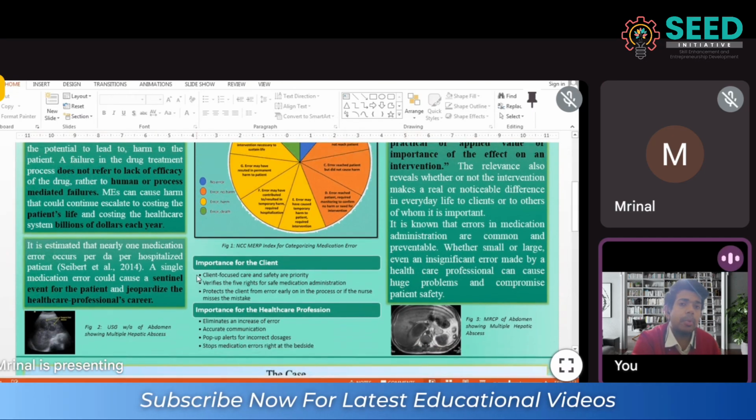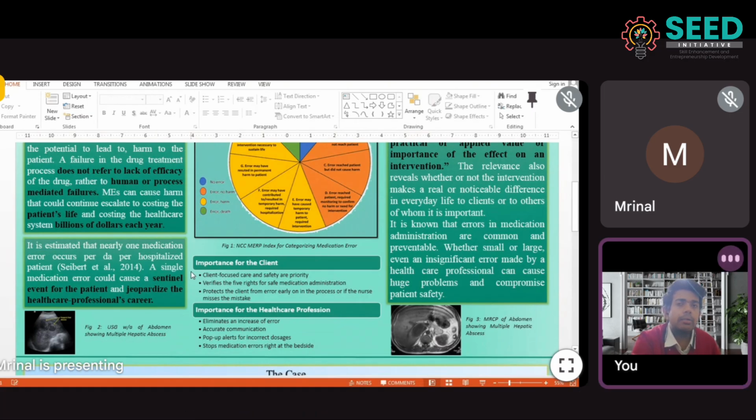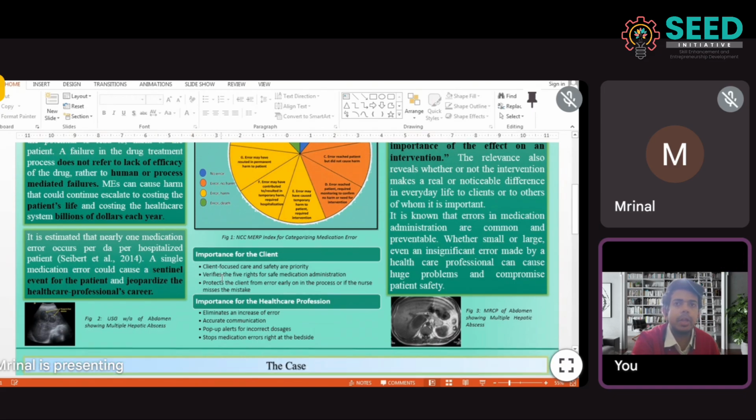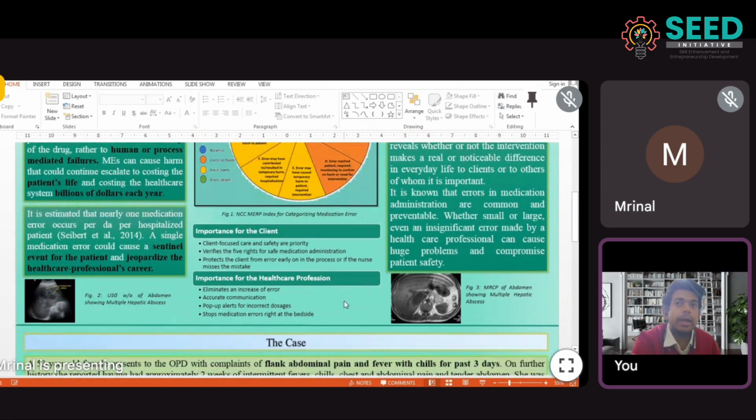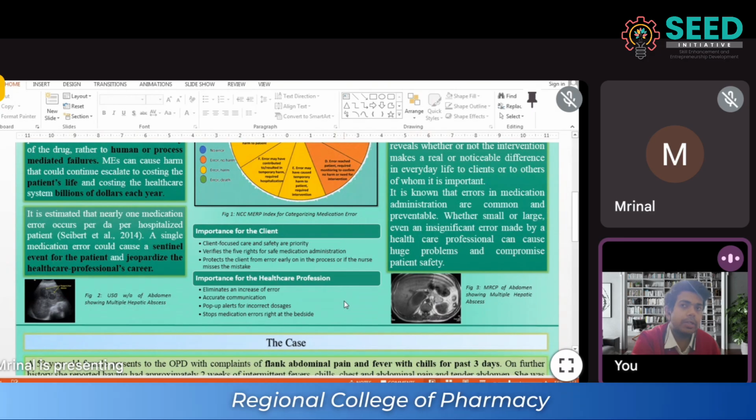Why are the errors important for the client? The care should be client focused, and safety is the priority for the patient. This means verifying the five rights for safe medication administration and protecting the client from error early in the process, before the nurse makes a mistake. What is the importance for the healthcare professional? It eliminates the increase of error through accurate communication, pop-up alerts for increased dosage, and stopping medication errors right at the bedside.